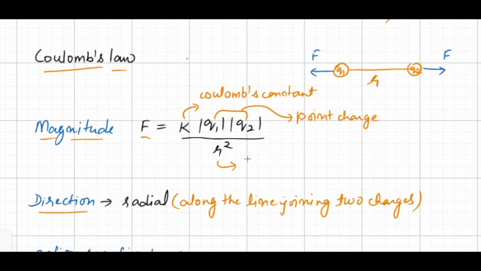R is the distance between these two point charges. If we know this, we can fit these values in this formula and we can calculate it. Also, it tells the direction. How will we get to know the direction?